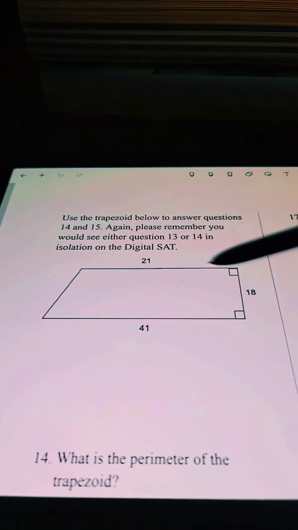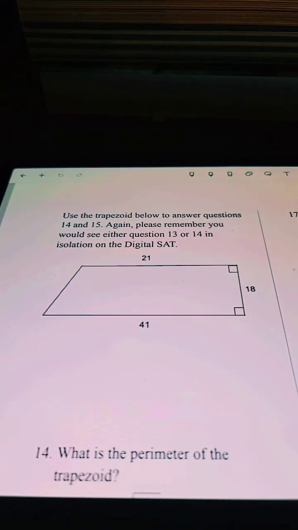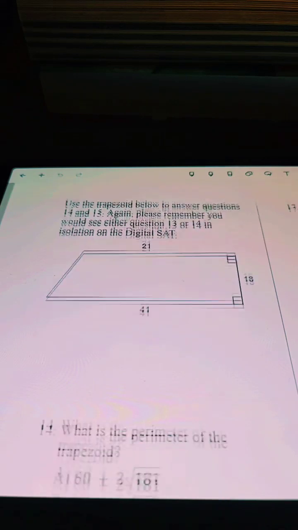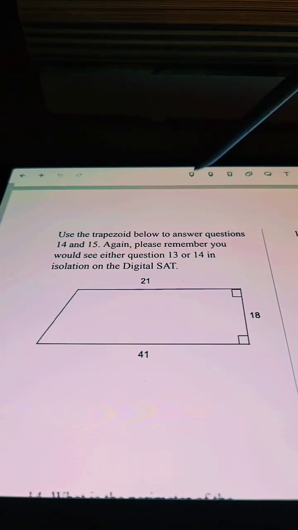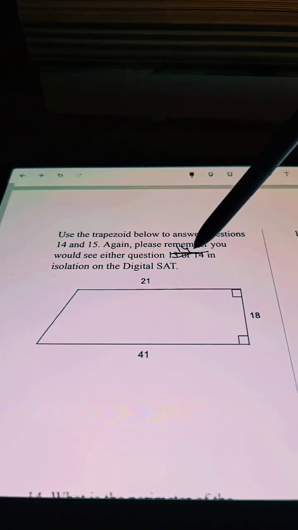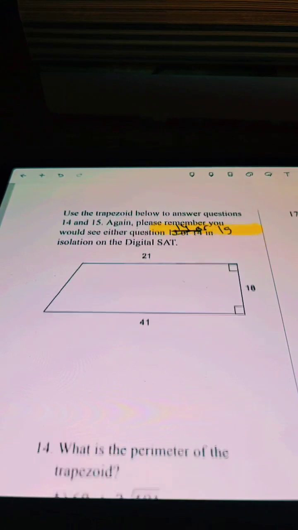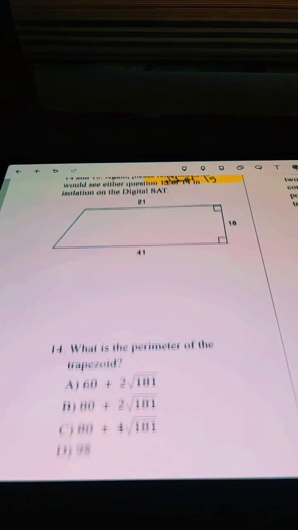And then this is the trapezoid that we're using for the next two problems. Oh, I just saw a typo. That should say 14 and 15. Or 14 or 15. Let me just highlight that so I remember to fix that. Okay. So, what is the perimeter of the trapezoid?